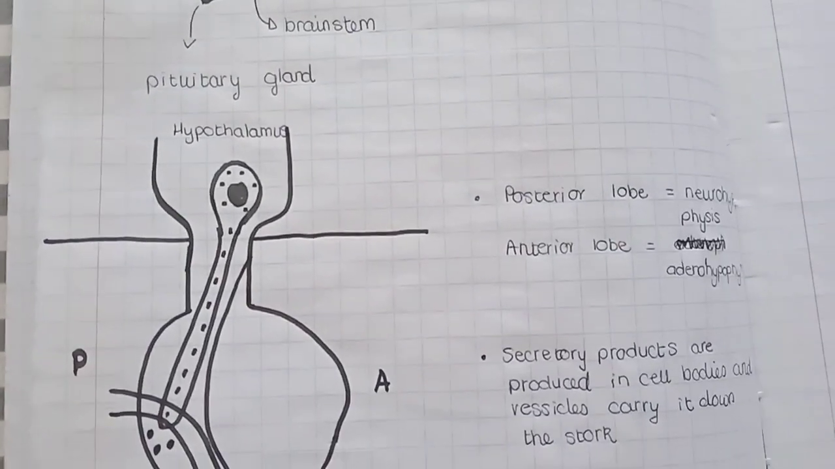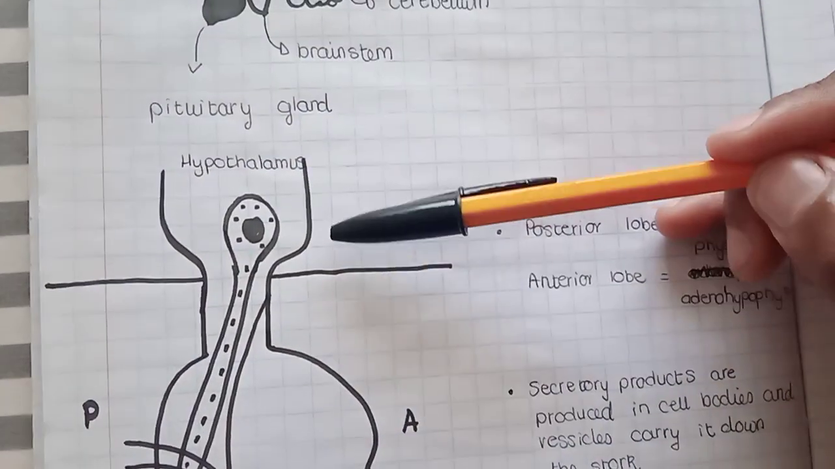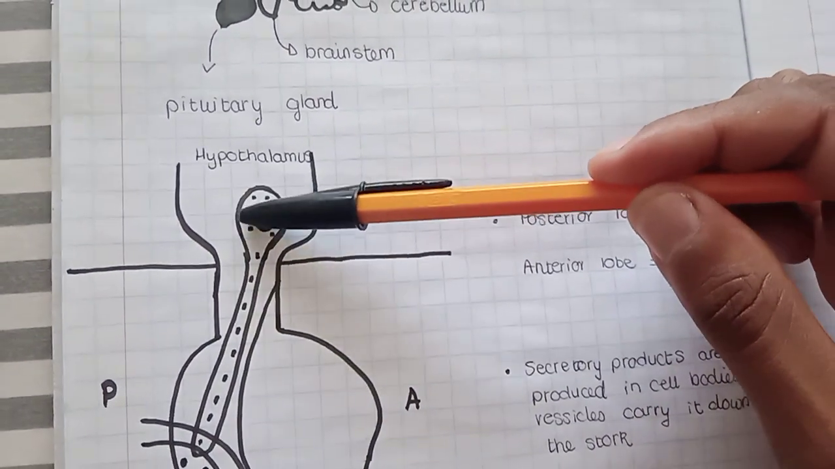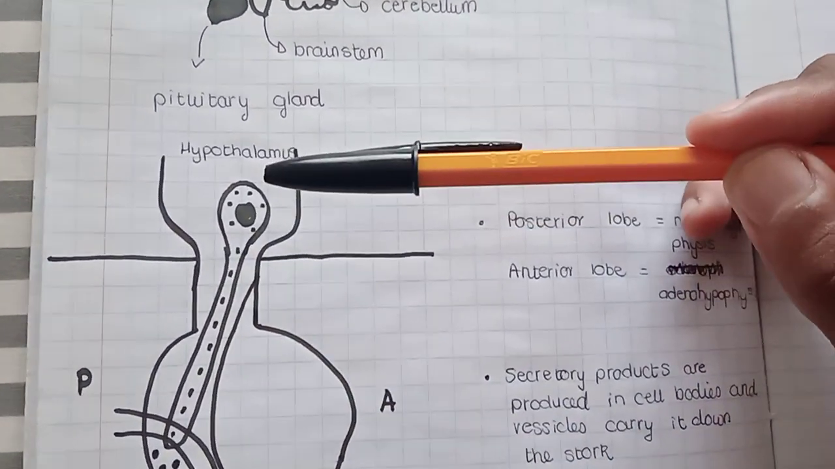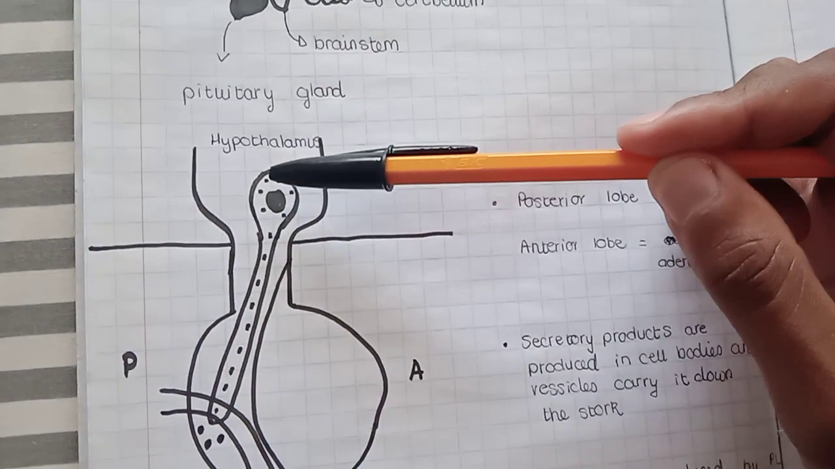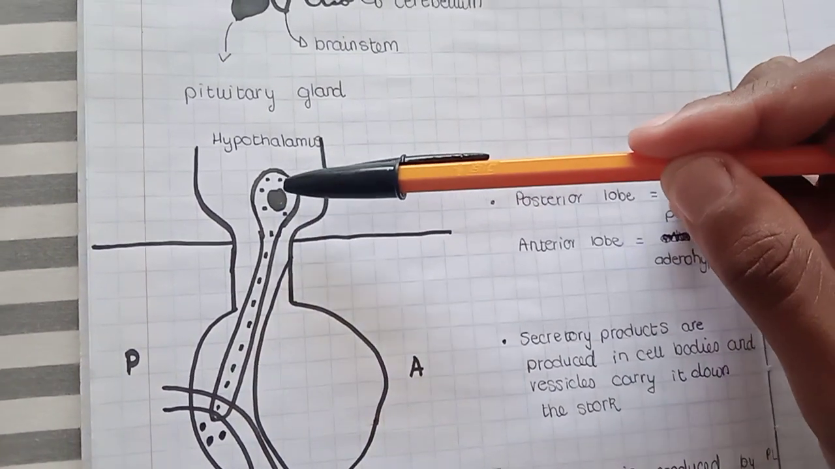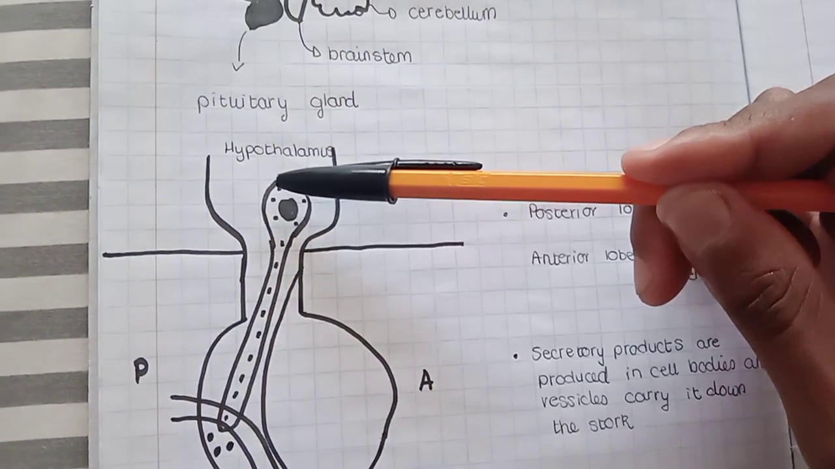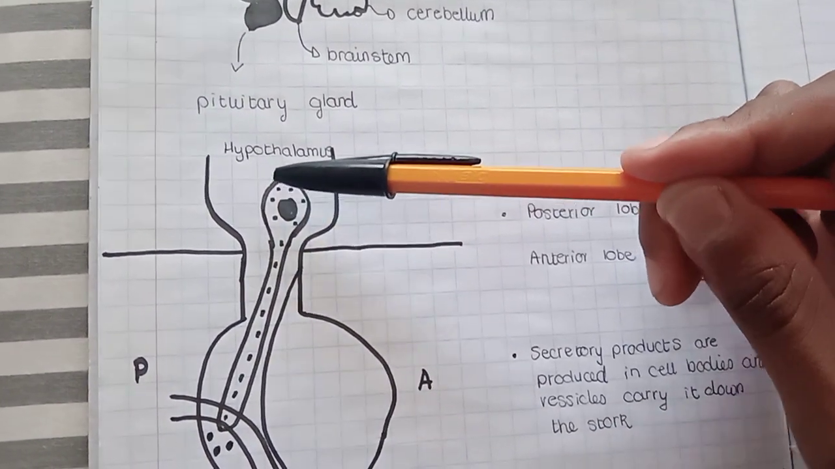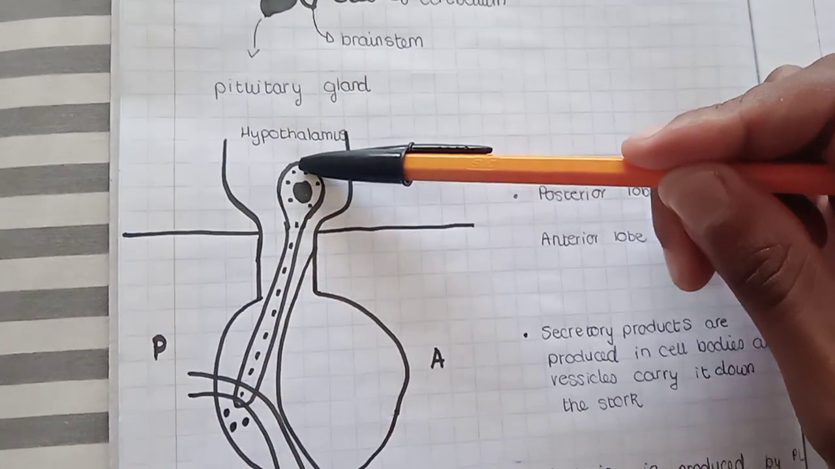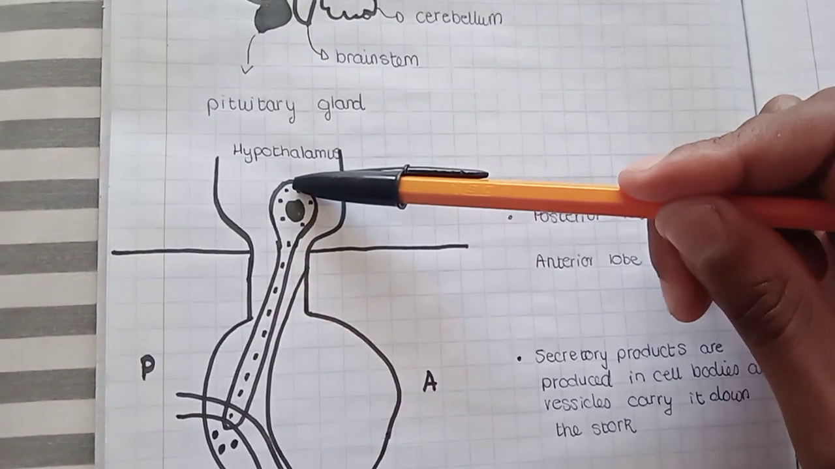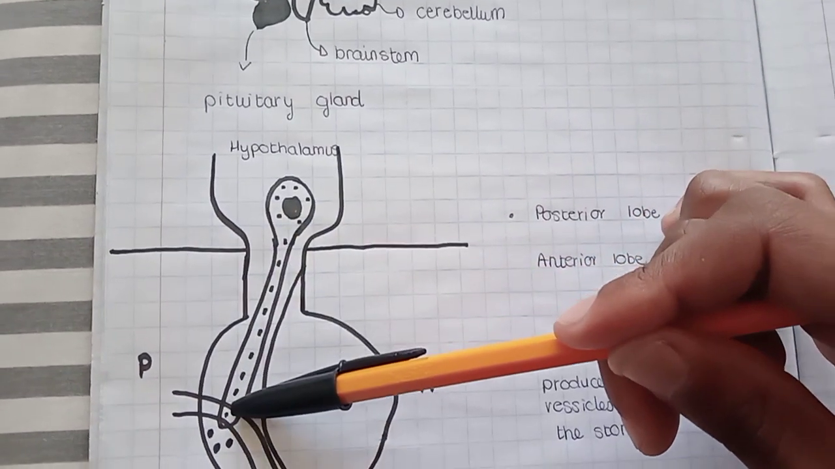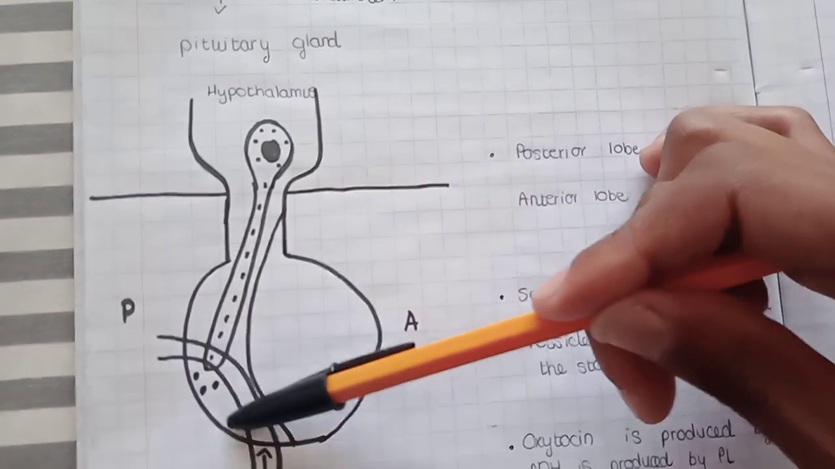Now secretory products are produced in body cells over here. This is the nucleus with the neurons, and these black dots represent body cells. The body cells are the ones that produce the secretory product, and inside those body cells there are organelles called vesicles. The vesicles carry secretory products down the stalk of the hypothalamus and into the posterior lobe.